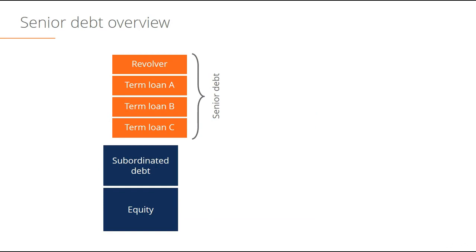There are a few main components of senior debt. Typically, companies have a revolving line of credit facility, and then they may have various tranches of term loans, A, B, and C in this example. This whole section makes up senior debt.